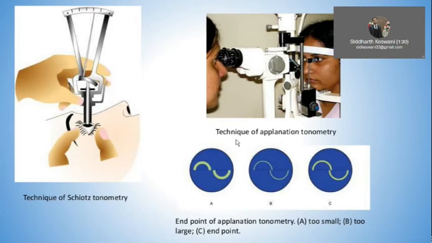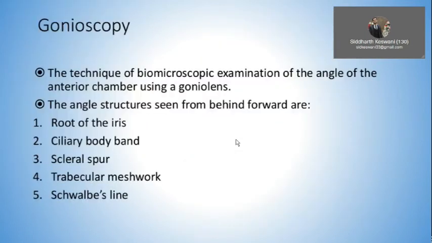Okay, gonioscopy. Gonioscopy is a technique, a biomicroscopic examination of the angle of the anterior chamber using a gonio lens. So we basically see the angle structures from behind forward: first the root of the iris, then the ciliary body band, then the scleral spur, the trabecular meshwork, and the Schwalbe's line. So this is usually seen with the help of a gonioscopy lens, right?